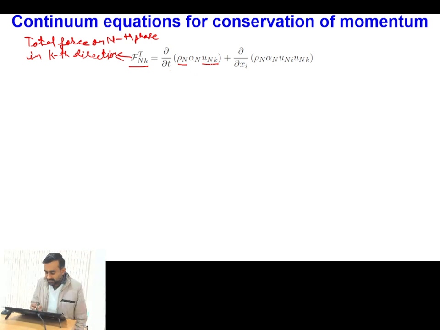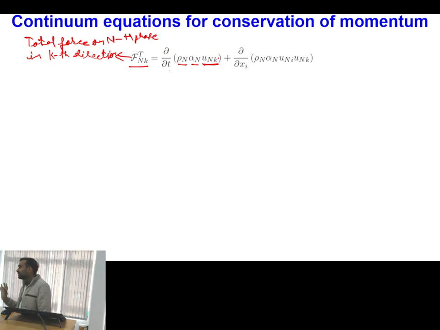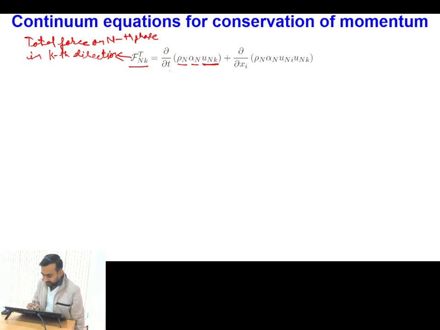So rho n into u n k, and then because in the control volume the n phase is not present in the entire volume, it is only present in alpha n fraction of the control volume, that's why rho n alpha n into u n k. Are all clear with this first term? Anyone having any doubt? Then we have the second term.